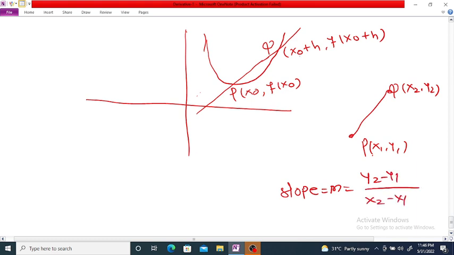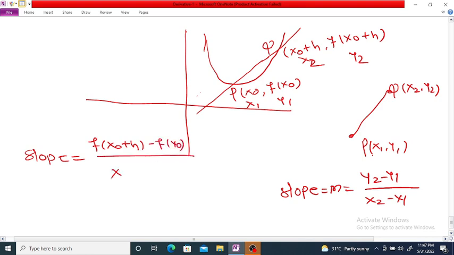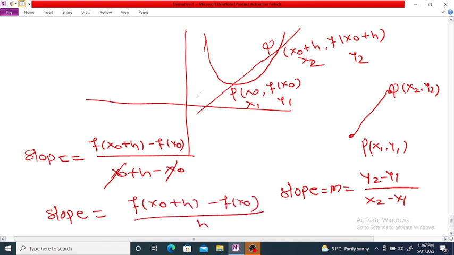By using this, x2, y2 and x1, y1, what is the slope here? The slope is equal to f of x0 plus h minus f of x0 divided by x0 plus h minus x0, that is x2 minus x1. So this x0 gets cancelled here. The slope of line PQ is f of x0 plus h minus f of x0 divided by h. So what happens as h tends to 0?